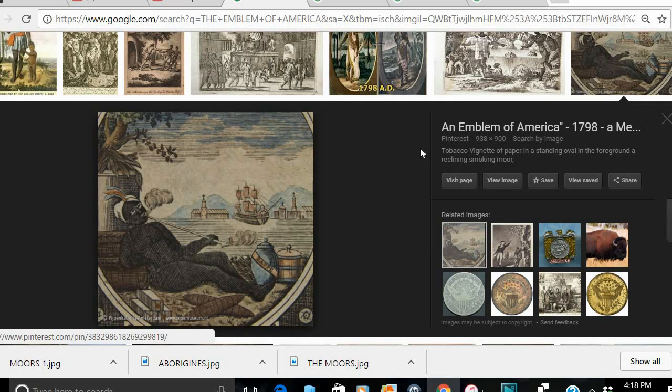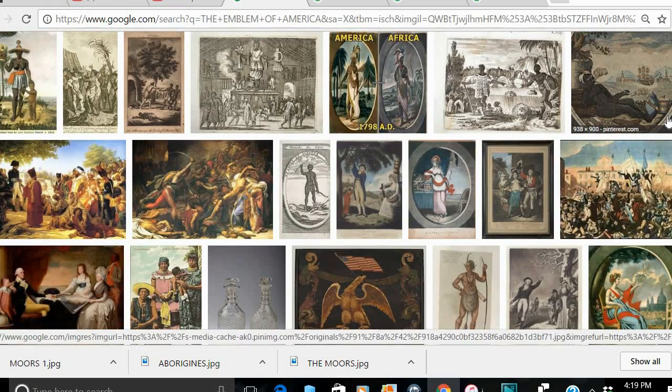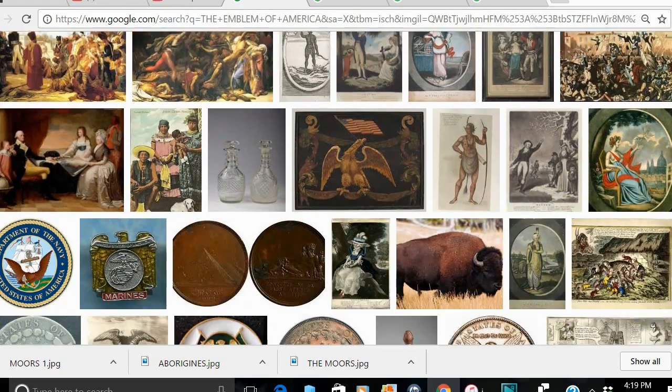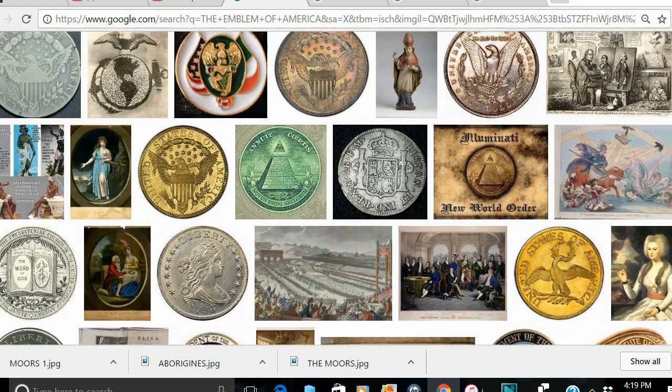Now look, check this out. Please, people, please follow me with this one, right? Now it says an emblem of America. It says tobacco vignette of paper in a standing oval in a foreground, a reclining smoking Moor. Okay? Now they're saying that he's a Moor. Look at the turban with the feathers sticking out. Now look, check this out. Hold up. Let me see something.